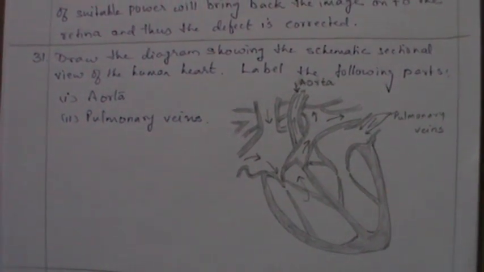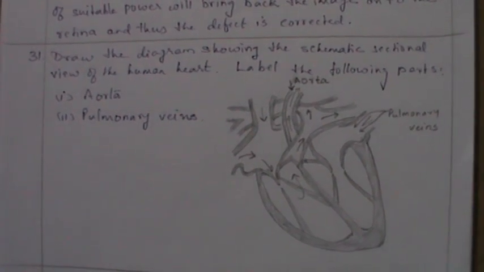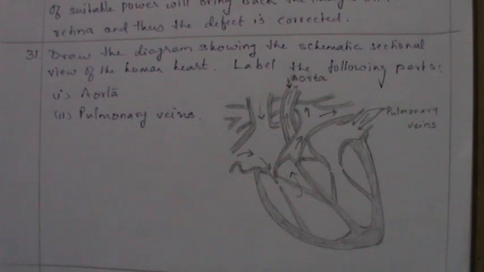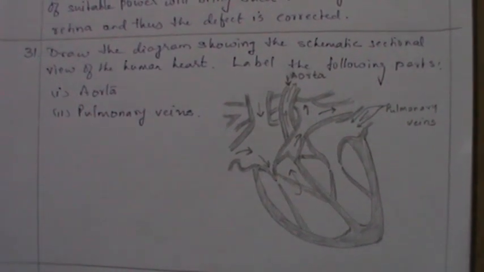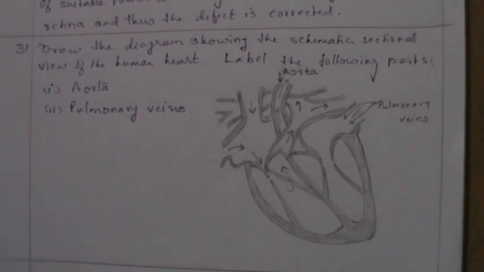Question number 31. Draw the diagram showing the schematic sectional view of the human heart. Label the following parts: aorta, pulmonary veins.